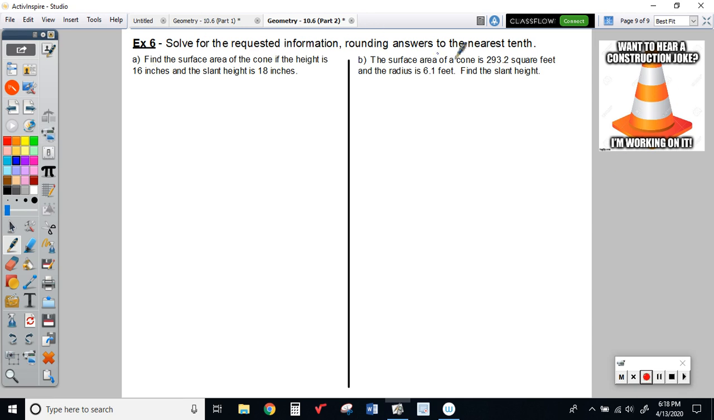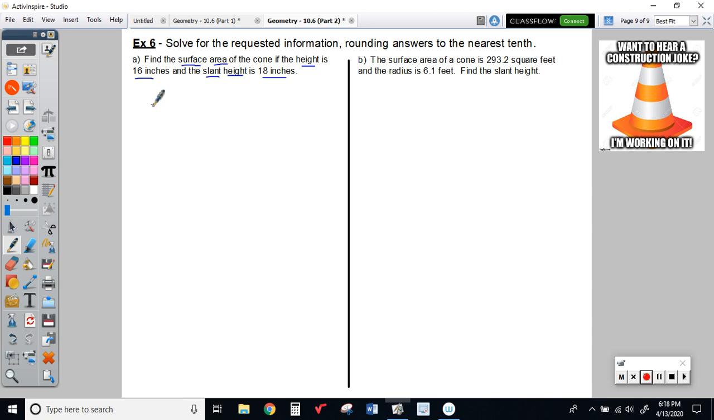Example 6, solve for the requested information, rounding answers to the nearest tenth. So it's specifically saying how to round on this one. We've been rounding to the nearest tenth on most of these, but just be careful you're reading and following any directions. So surface area of the cone, its height is 16 inches, its slant height is 18 inches.